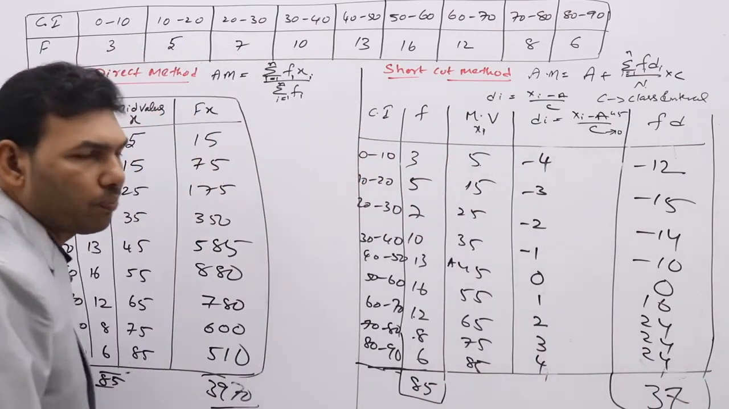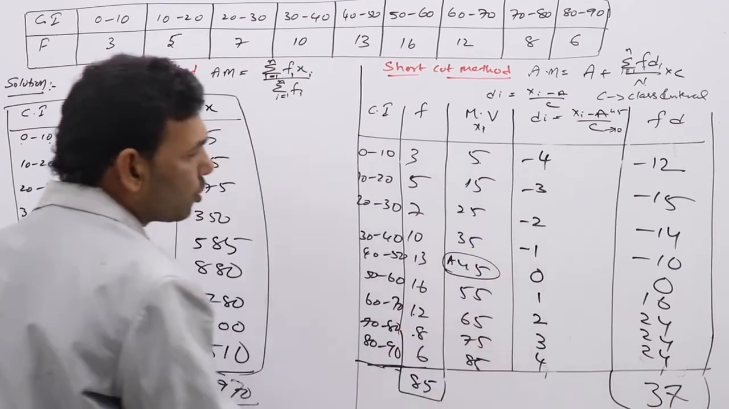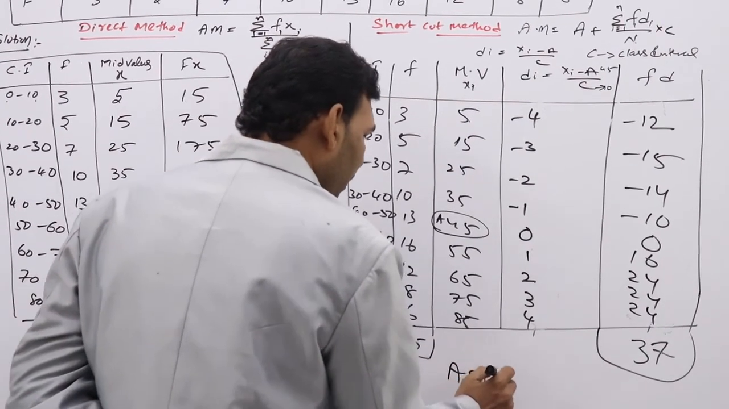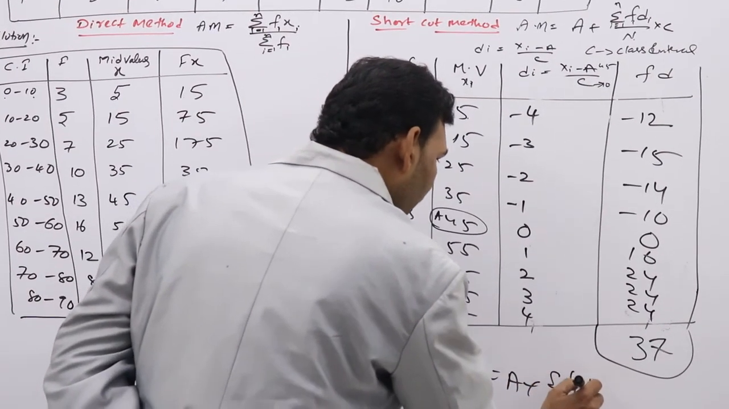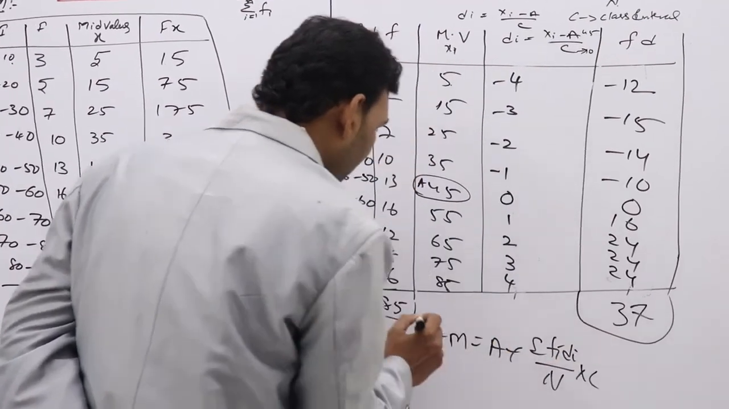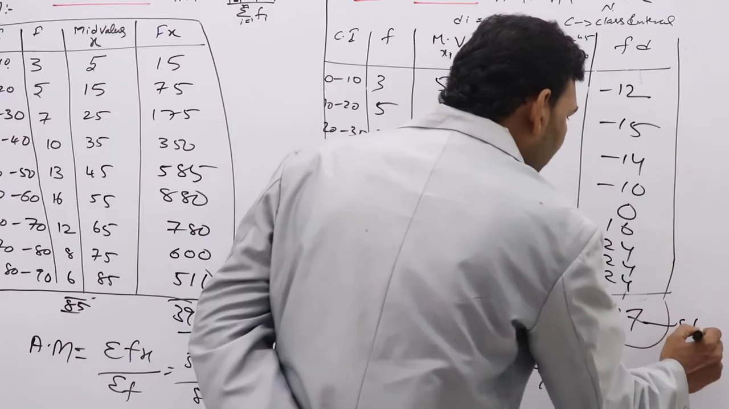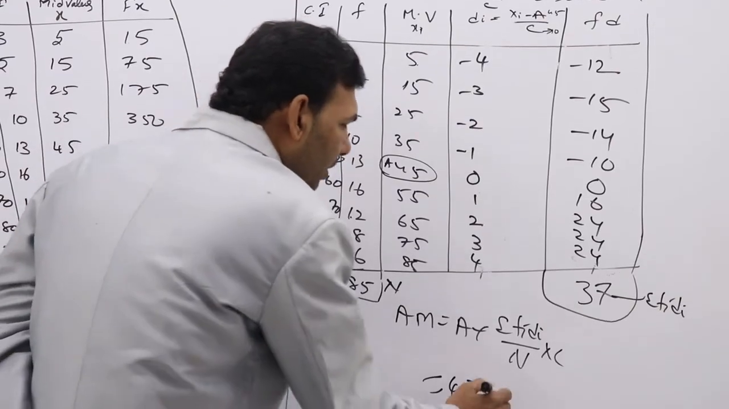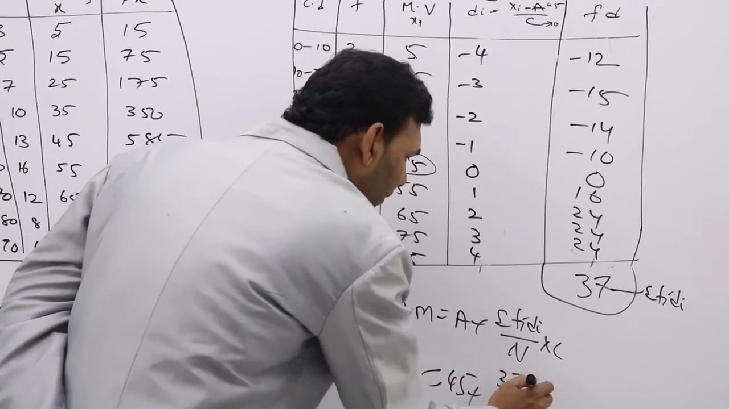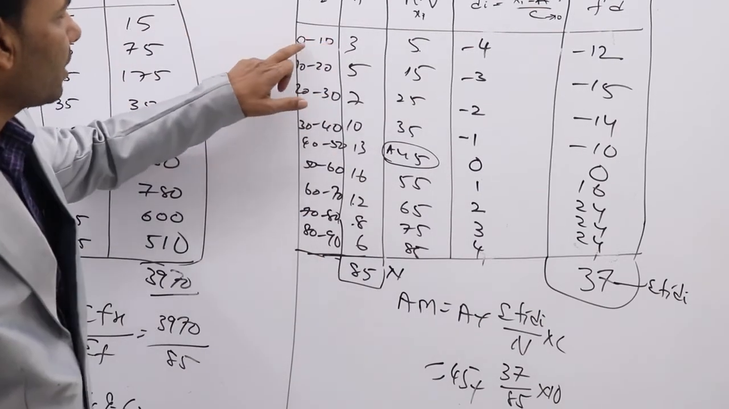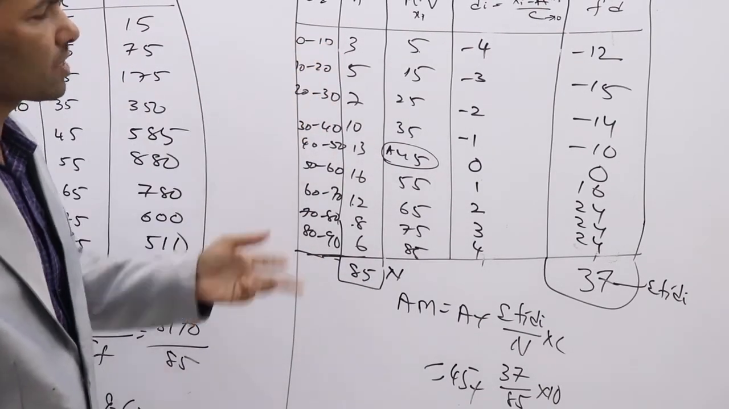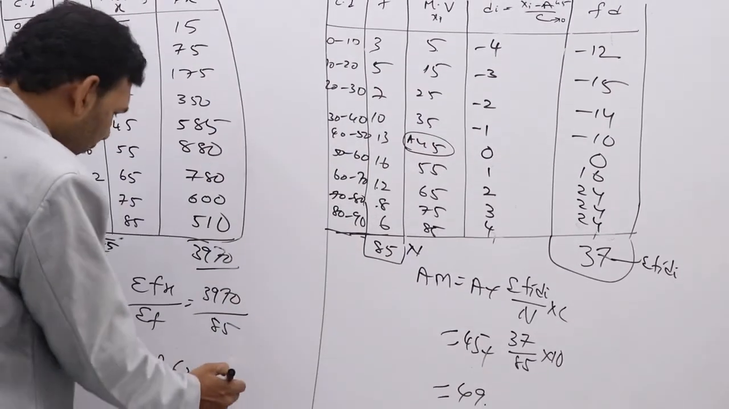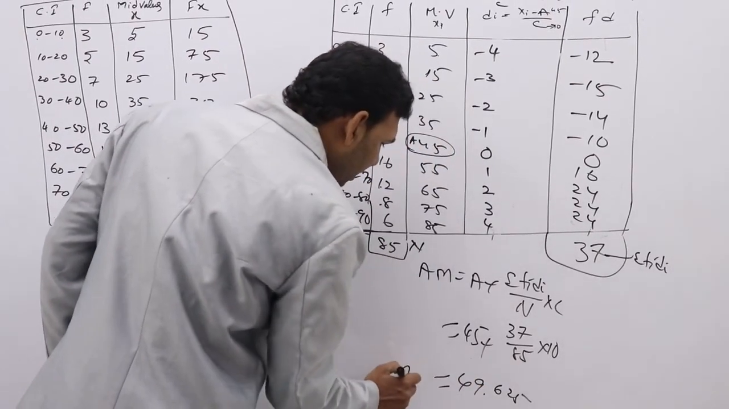This sum we already know. Here A is 45, the assumed mean. Now the arithmetic mean formula is A plus sigma fi di by n into c, where n is the sum of frequencies. A is 45, so 45 plus 37 by 85 into 10. The class interval is like this: 10 minus 0, 20 minus 10, 30 minus 20. Now if you calculate this value, you will get the same 49.625.